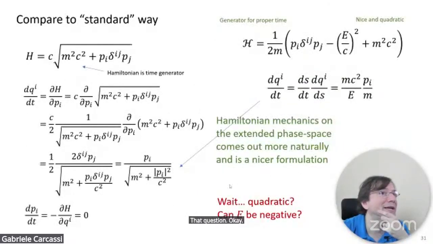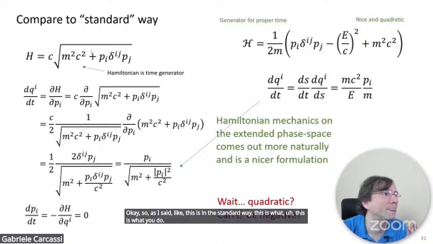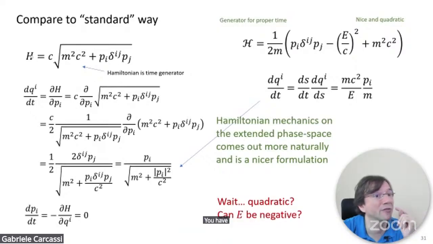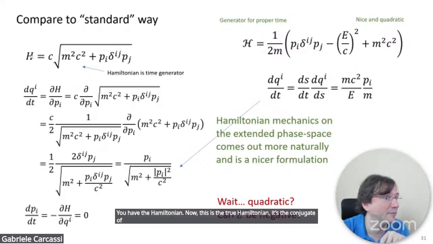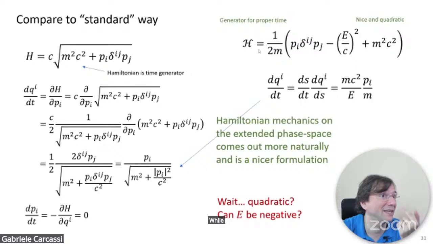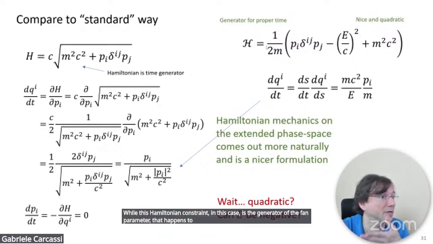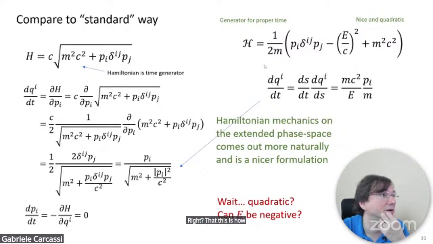Okay, so as I said, this is the standard way. This is what you do. You have the Hamiltonian. Now this is the true Hamiltonian. It's the conjugate of time. It's the generator of time. While this Hamiltonian constraint, in this case, is the generator of the affine parameter that happens to be proper time, right? This is how it's different. But if you do the calculations, you get the same thing.